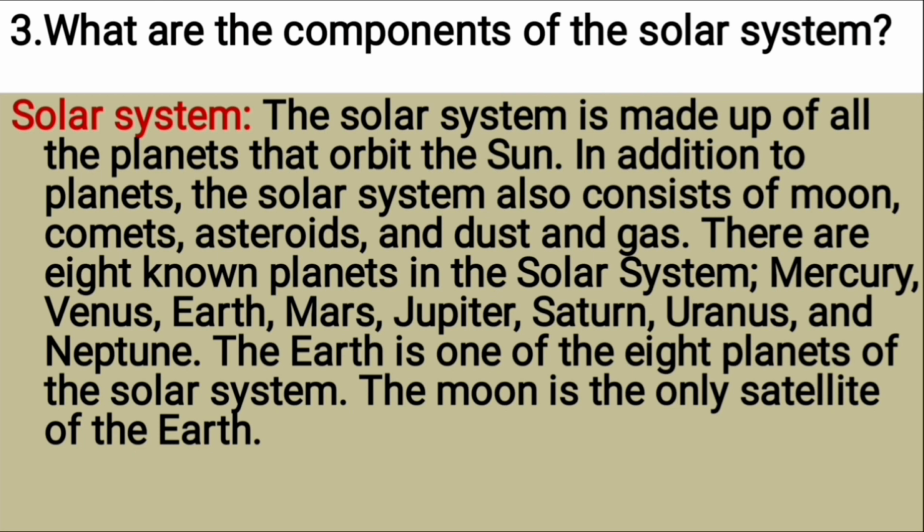There are 8 known planets in the solar system. They are Mercury, Venus, Earth, Mars, Jupiter, Saturn, Uranus and Neptune. The Earth is one of the 8 planets of the solar system. The Moon is the only satellite of the Earth. Now let's see the picture.